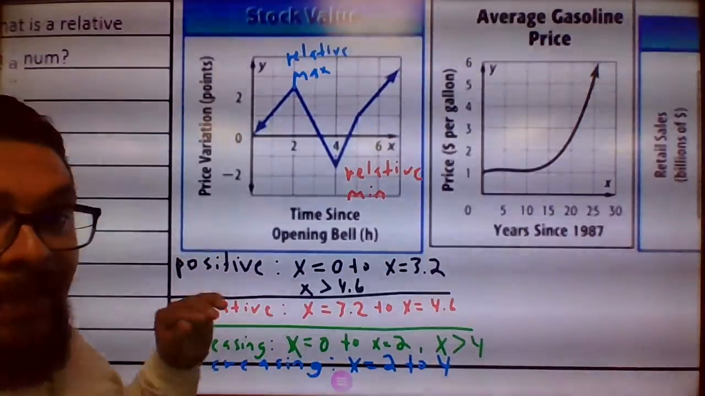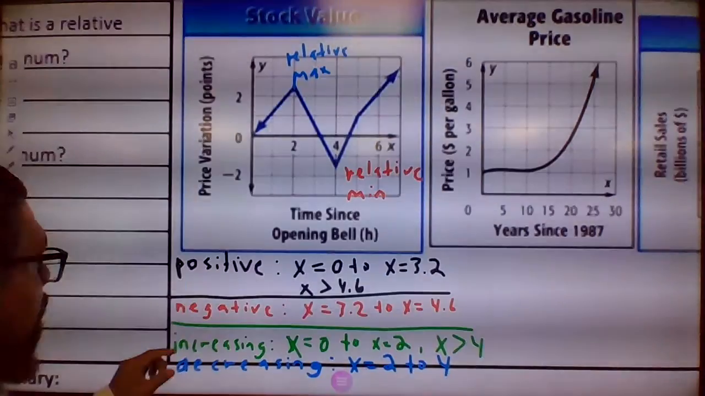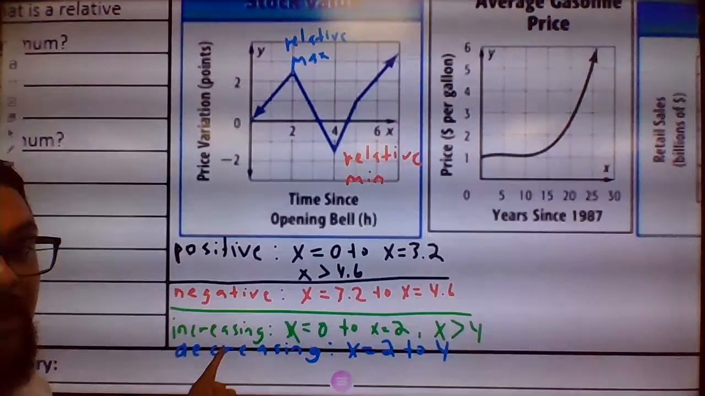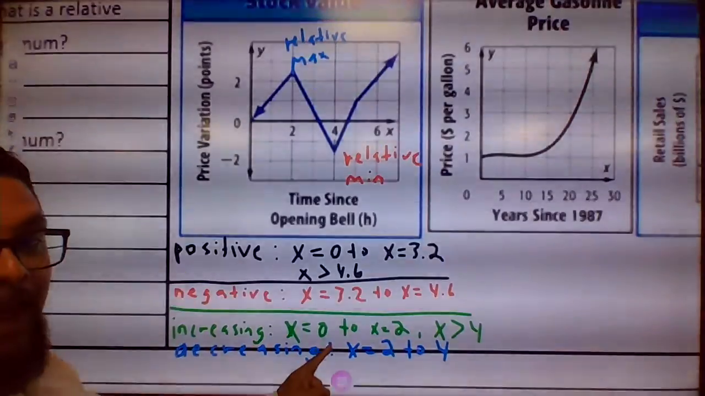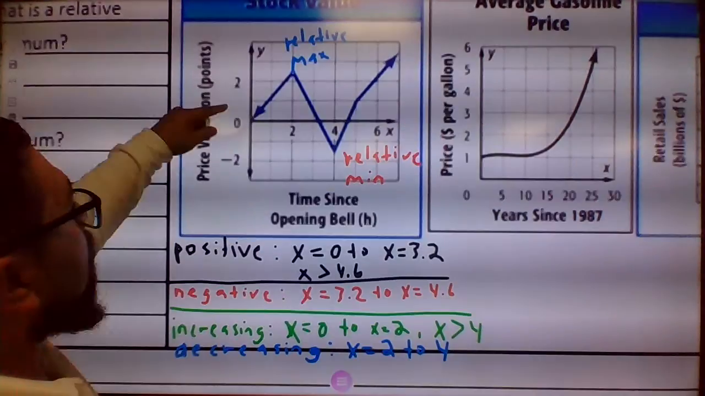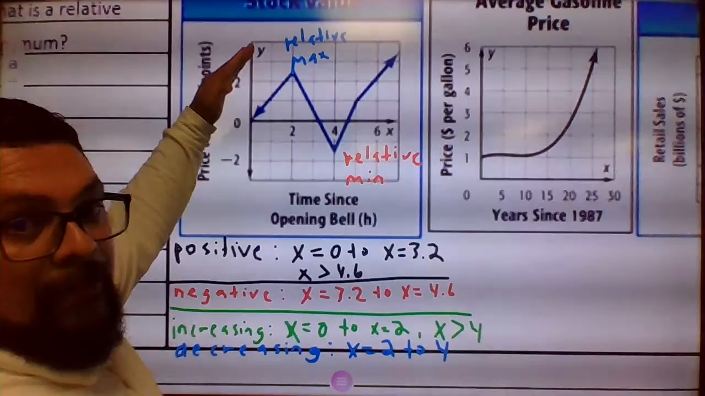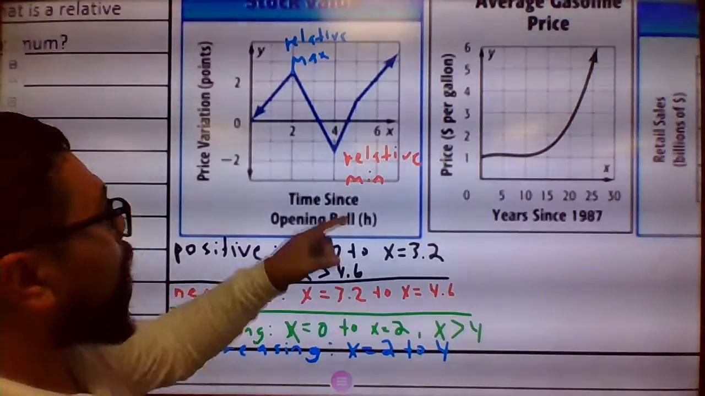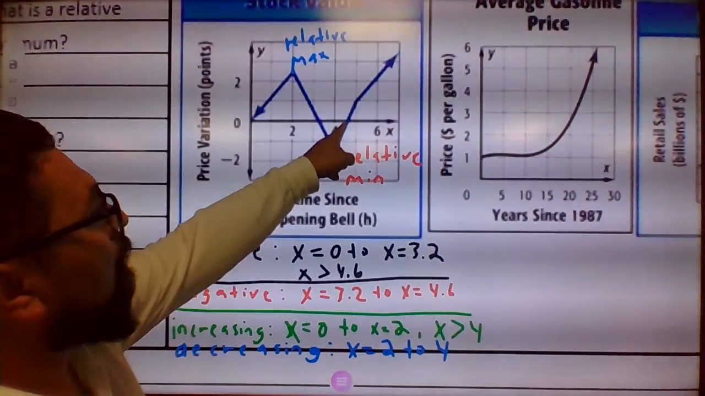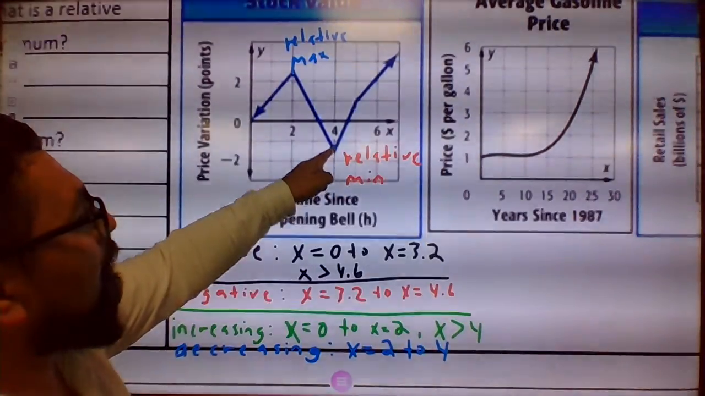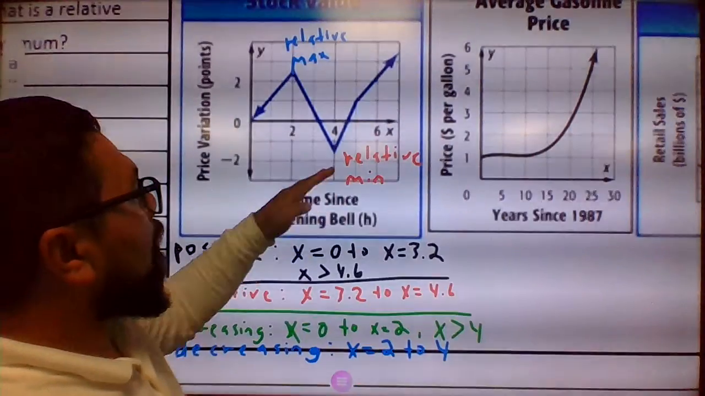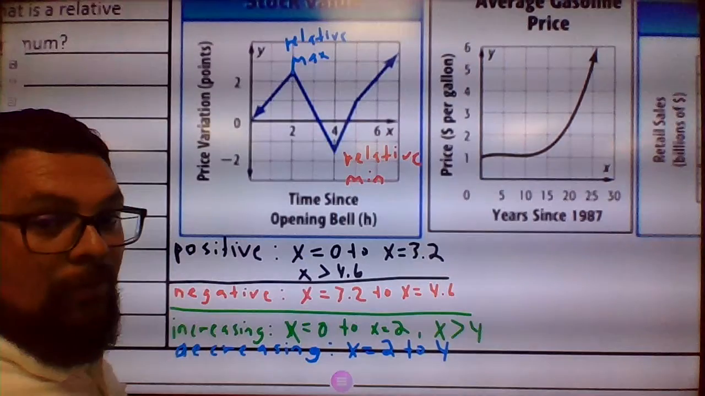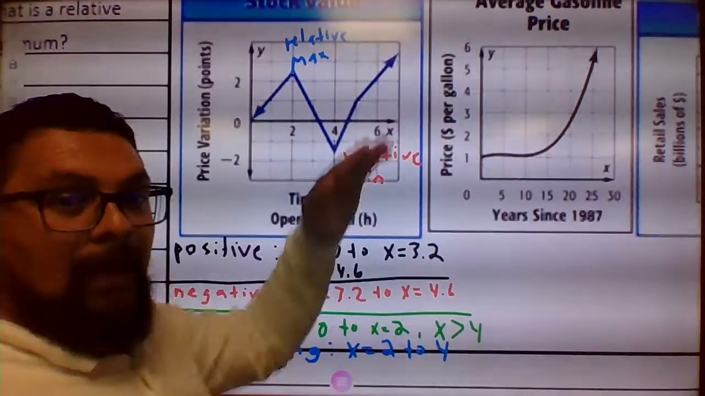And now let's look at increasing or decreasing. It looks like it's increasing from x equals 0 to x equals 2. So it's increasing right here. And it's also increasing where x is greater than 4. You see right here? It's increasing. It's going up here and it's going up here. So it's increasing there. The slope is up.